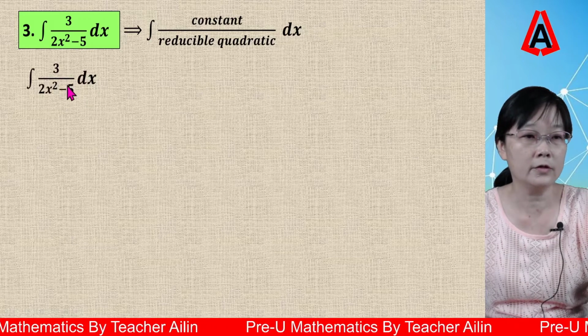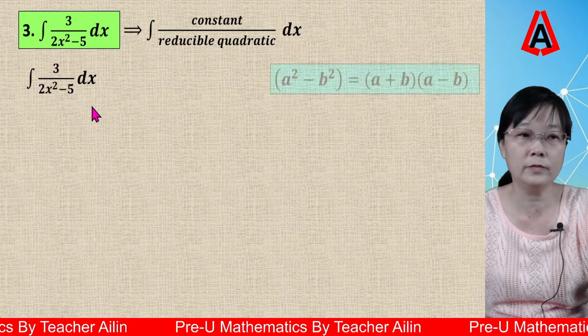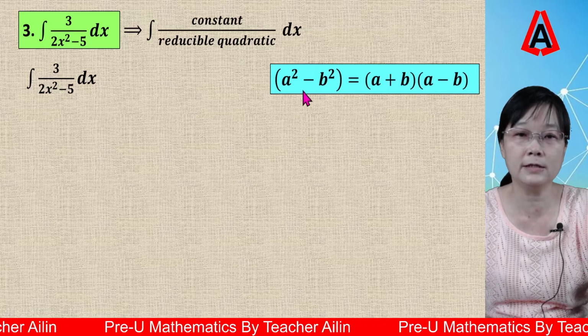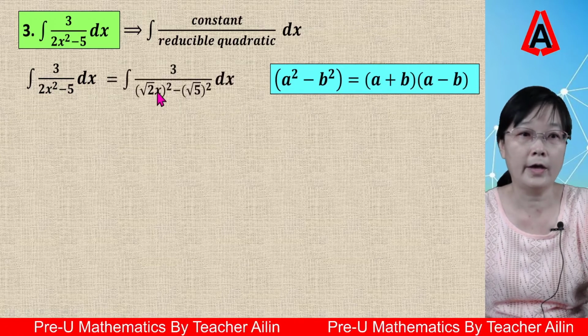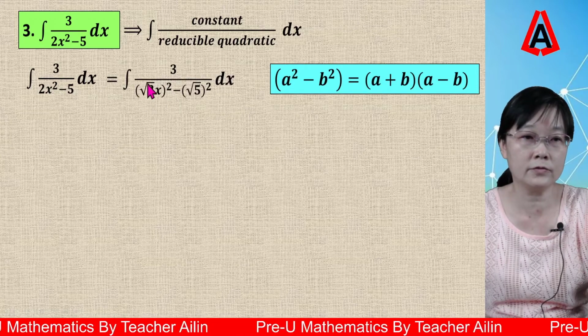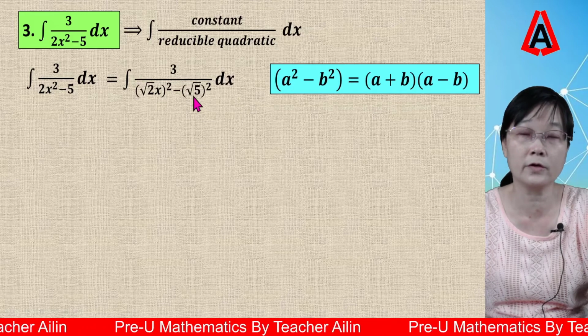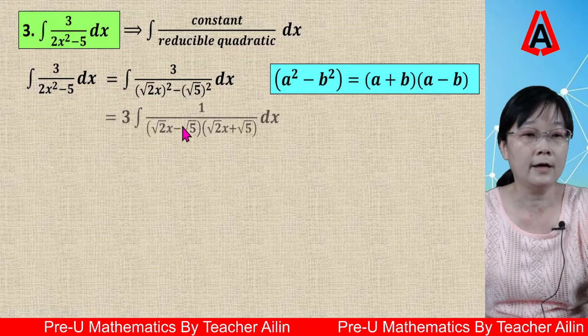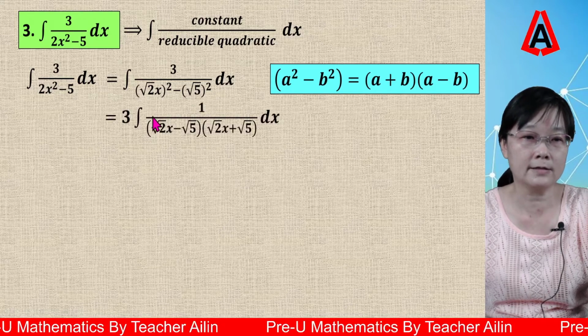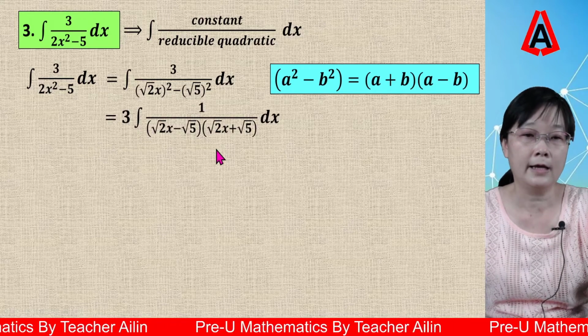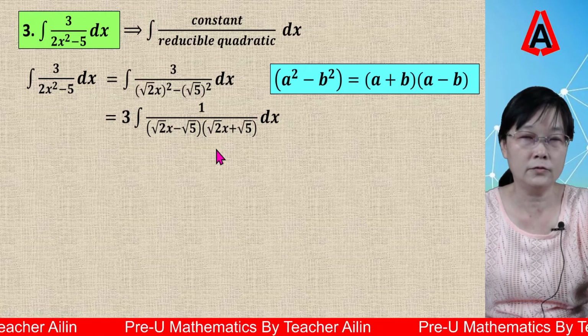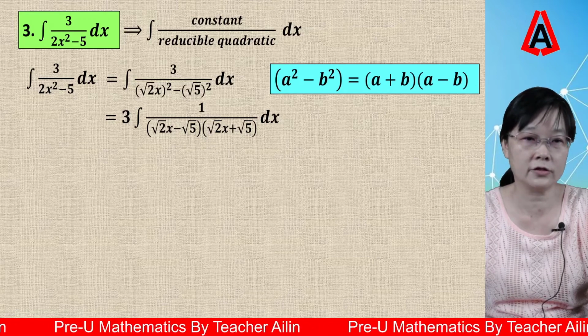So now I'm going to factorize the denominator by using this formula, where a is equal to square root of 2x and b is equal to square root of 5. Then after factorizing, I'll get something like this. Now I continue doing partial fraction.